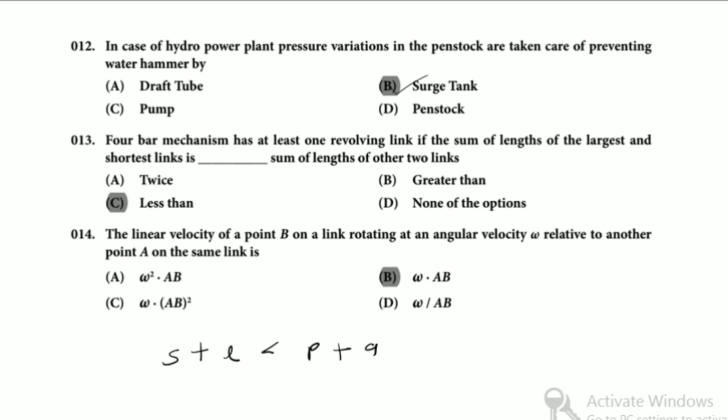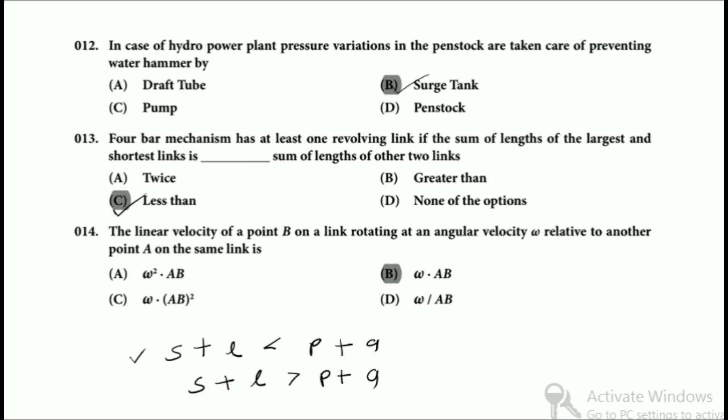And if I write it for the triple rocker mechanism, then it would be shortest plus longest greater than the other two links, right? So here you can see that they need at least one revolving link, right? So that mechanism would be the double rocker mechanism. And for that the answer should be that the sum of the shortest and longest link is less than the sum of the other two links, right? So if you see the options, then C should be the answer, that would be less than, right?